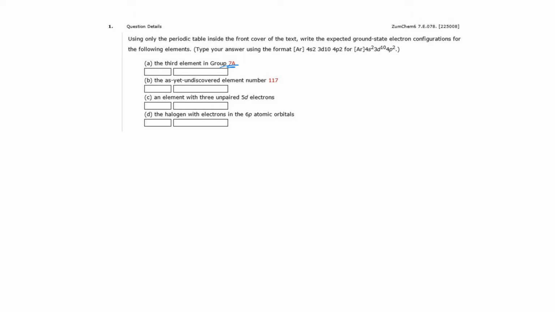left to right, and you would probably see group 17. Well, the old numbering scheme said group 7A. Group 17 and 7A are exactly the same. When we write this electron configuration, they want us to use the noble gas shortcut. So the third element in group 17 or 7A would be bromine.